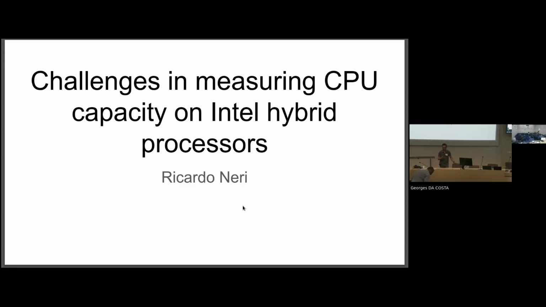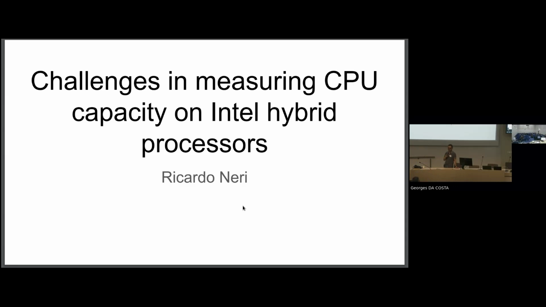Okay, welcome back, everyone. So in this talk, I will be continuing on the things that Rafael presented a few minutes ago and put some numbers on, based on a few experiments that we have been doing.